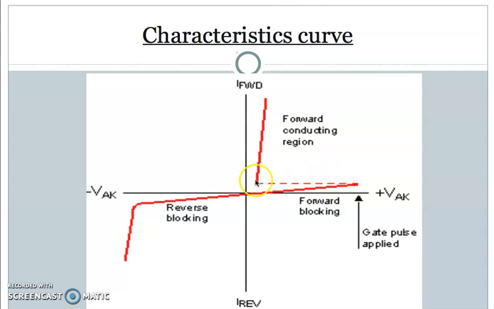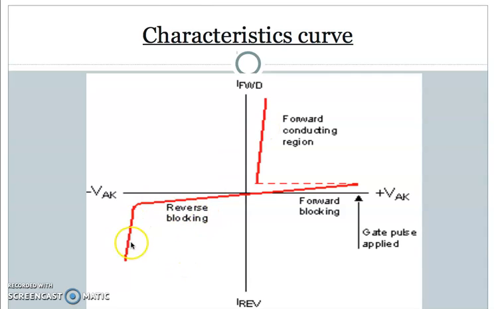SCR conducts means the resistance of SCR decreases. That's why the voltage suddenly decreases. The voltage shoots down, and after that the SCR has a huge current flowing through it, and the current increases linearly. This is the forward biasing of SCR. Initially it was in forward blocking mode, and after that, when the gate current is applied, it enters into the forward conduction region.